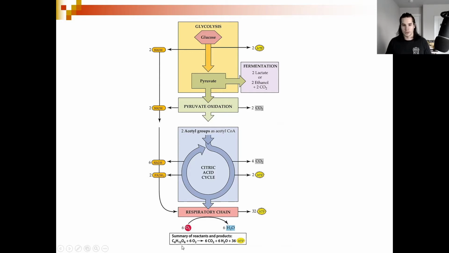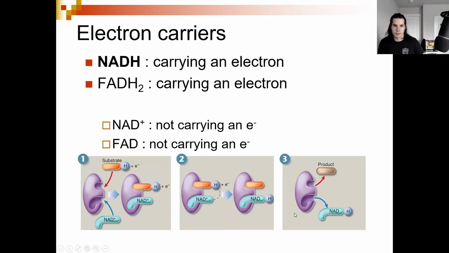And so just as review, the formula: you've got C6H12O6 plus 6 O2, which makes 6 CO2 plus 6 H2O, plus around 36 ATP. Oxygen's being put in, and you're pumping water out within your respiratory chain.